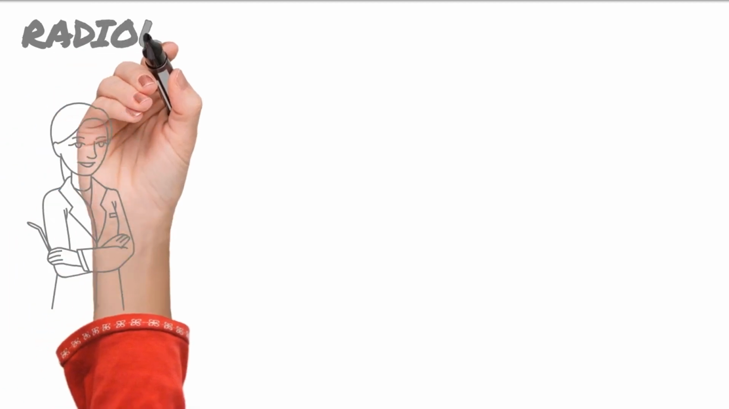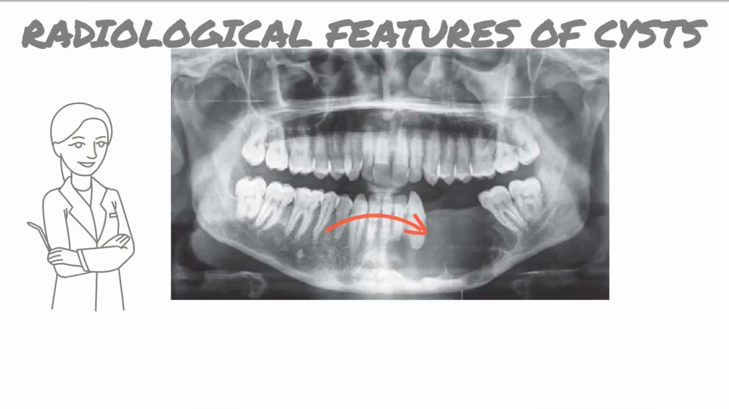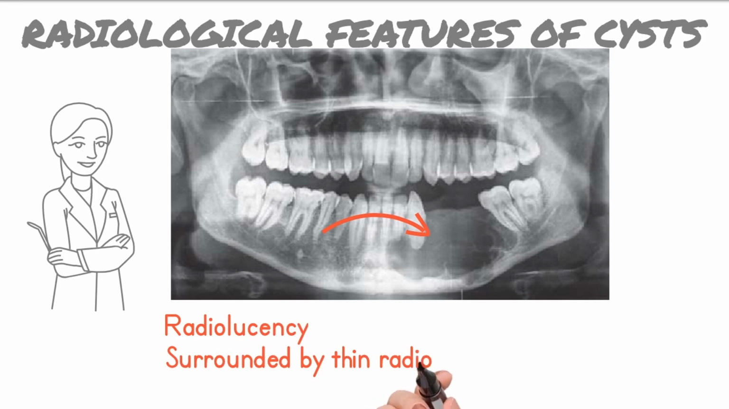Next is radiographic features of cysts. Radiographically, they often appear radiolucent surrounded by thin radio-opaque border. As you are seeing in X-ray, red arrow is showing towards a large cyst in mandible.